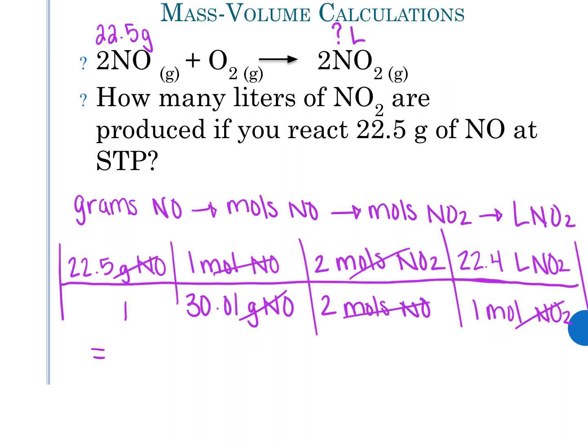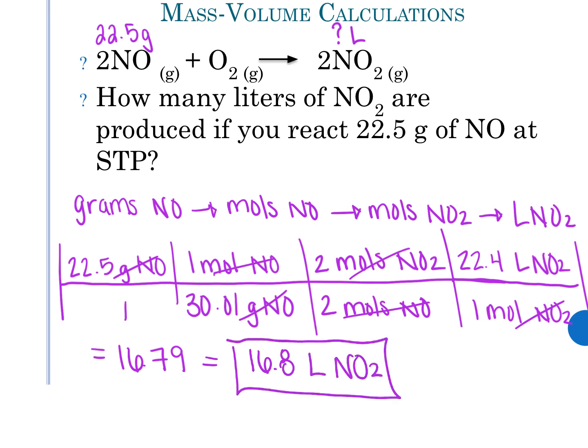All right, so now go ahead and type it in your calculator. Calculate it just like you would with all those previous problems. What are you getting? 16.7944. Okay, I'm going to say 16.79. Okay. How many sig figs are in 22.5? 3. So how many should be in your answer? 3. What should you round that to? Okay, 16.8. And what's your unit? Okay, liters of NO2.